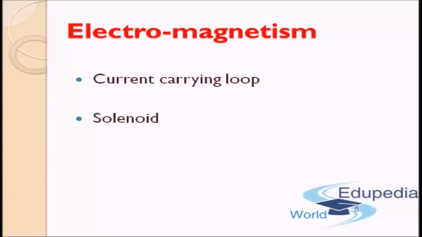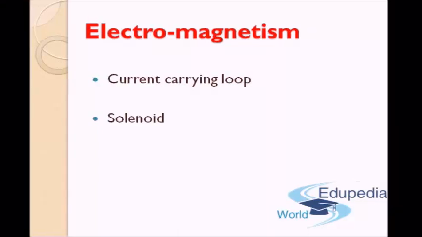And then next we'll see what is the nature of magnetic field generated by a solenoid. A solenoid is basically a cylinder coil which is carrying current. So these two discussions will be a continuation of our initial discussion from the last lecture. Let's start with the current carrying loop.